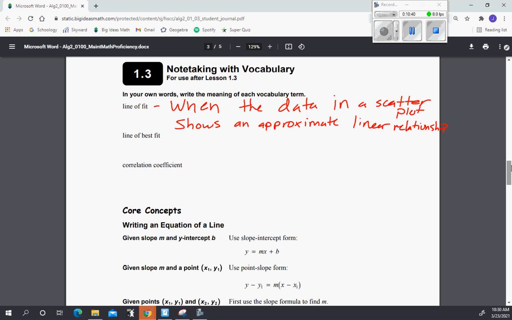Scatter plot, just to refresh your mind, looks something like that, right? And if you were to draw a line of fit, it goes through here. So an approximate linear relationship. There's my black line, the linear relationship. It looks like it's a positive correlation. It's going up and to the right.